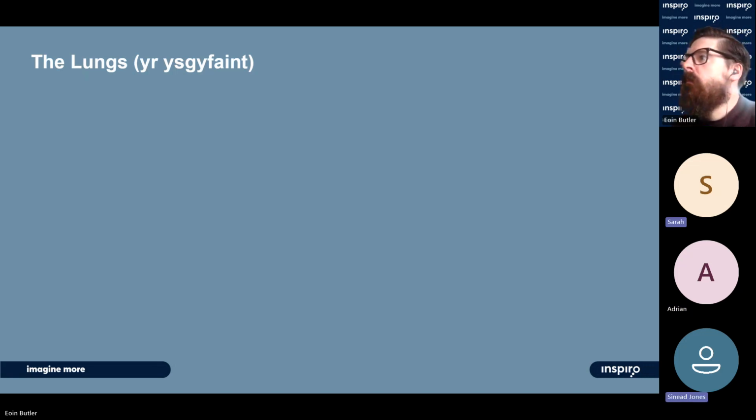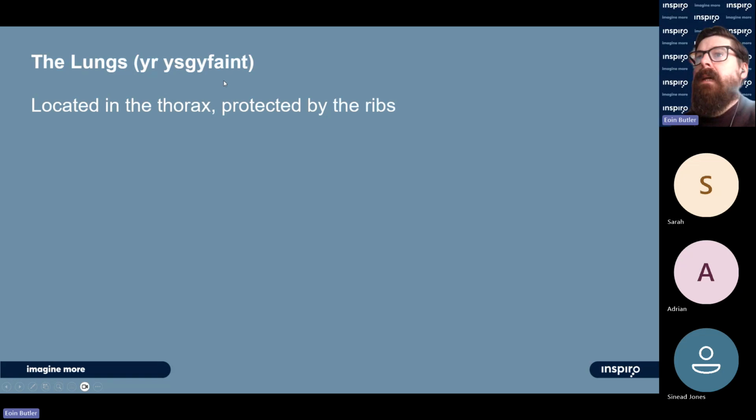Left and right side of your body. On your chest, yeah. Nice and simple. Okay, so a bit more of a technical description would be located in the thorax or the thoracic cavity and protected by the ribs.